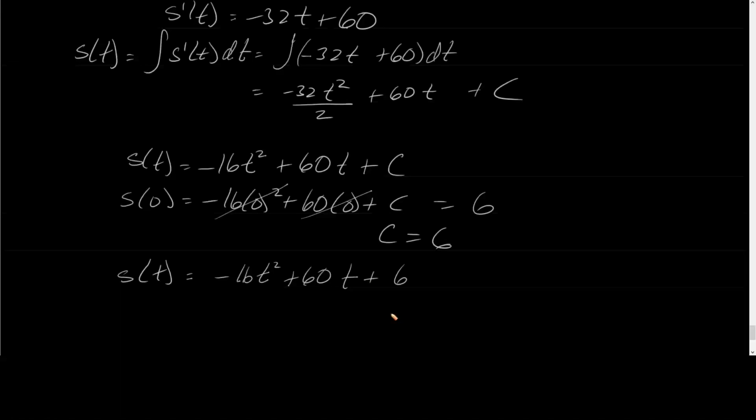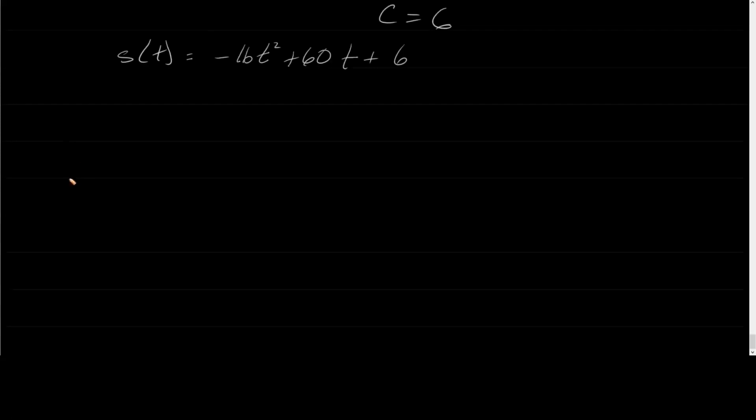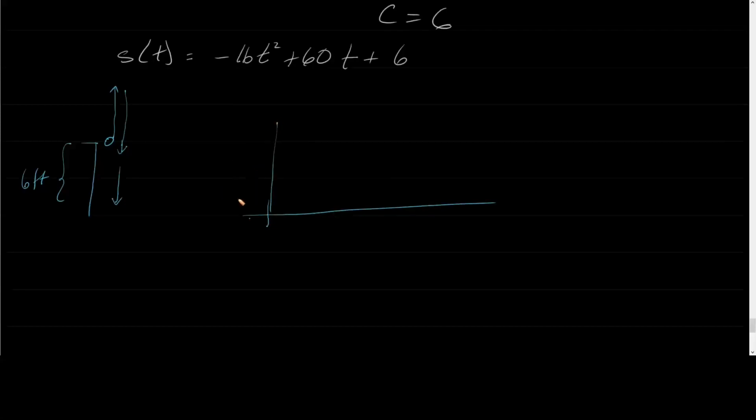The second question was, what is the maximum height? Well, let's think about what this scenario looks like. We had a height of 6 feet, so this is 6 feet. Some ball was thrown directly upwards, and then it falls downwards, right? Over time, what does that look like? So if I had this graph here of height over time, well, what does that look like?